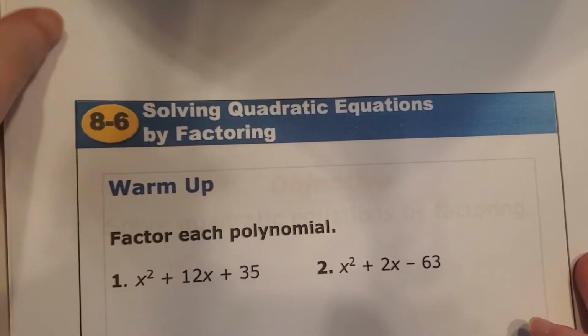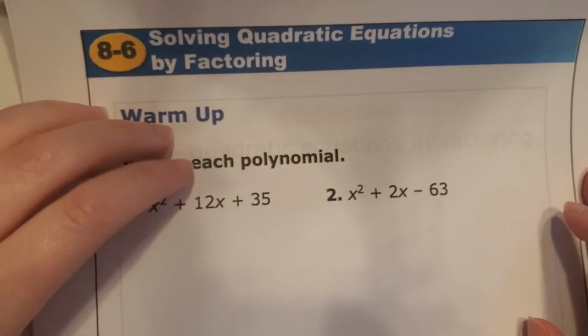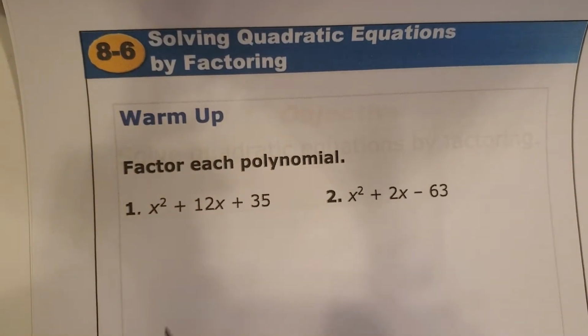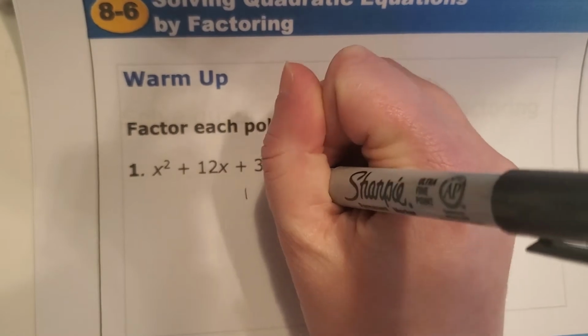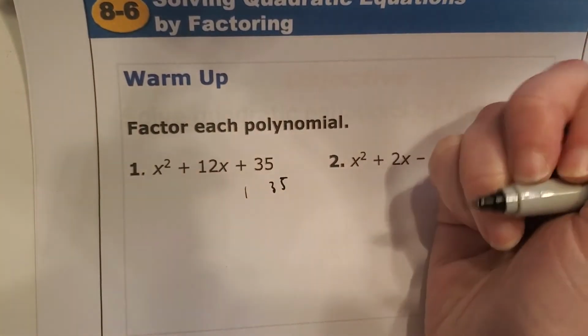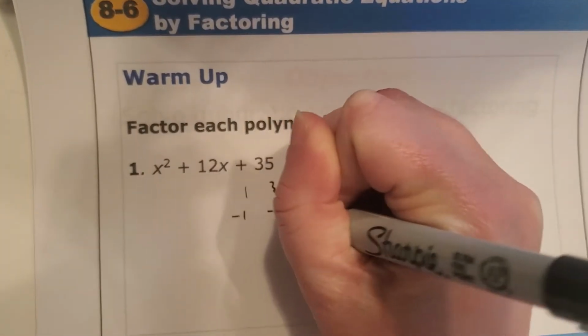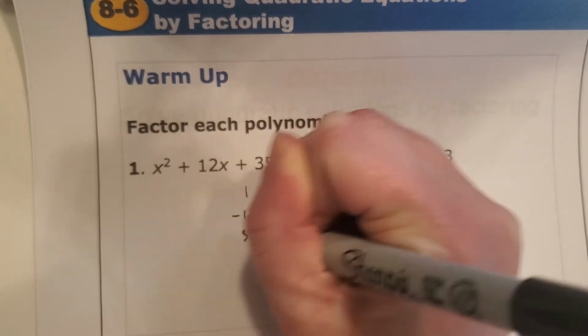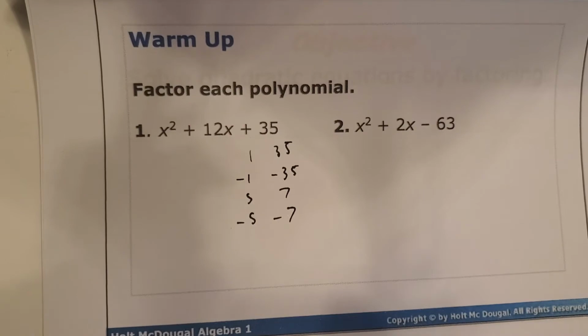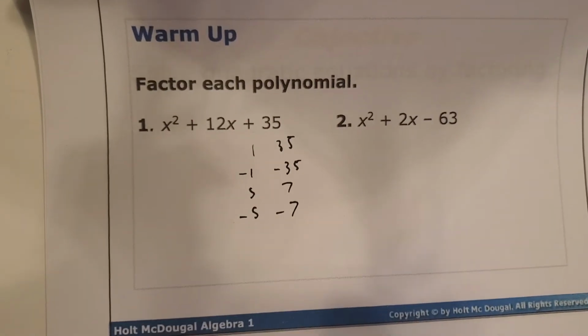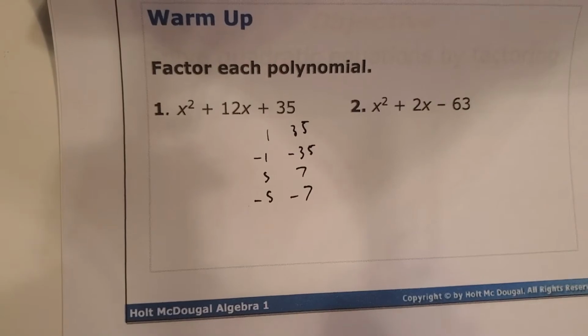So we're looking for factors of 35 that add up to 12. So what are factors of 35 in this case? We've got 1 and 35. We're looking for factors of positive 35, so we could make them both negative. 5 and 7. And is 35 divisible by 3? I don't think so. No, so I think that's actually going to be it for factors of 35.